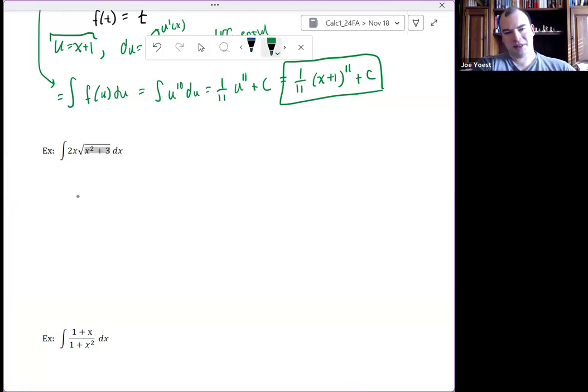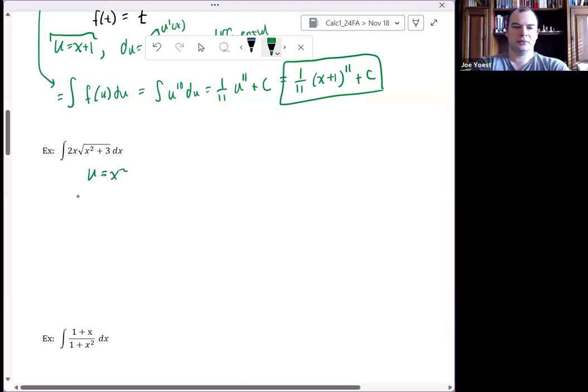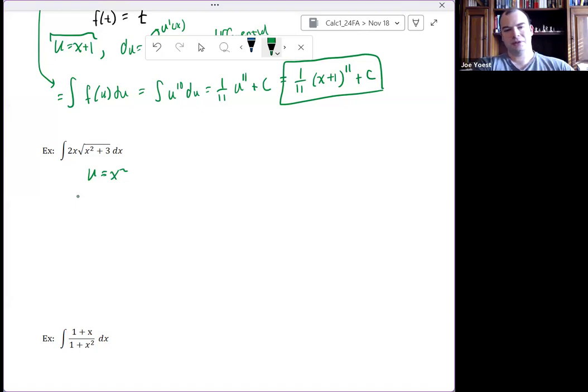I would really like to do something like u equals x squared. Well, if I'm going to be greedy and use x squared, why not try to just do the whole inside of the square root? I can probably go as far as x squared plus 3. That makes my square root even simpler. And then what is u prime, or what is du? So du is going to be u prime of x, 2x, dx.